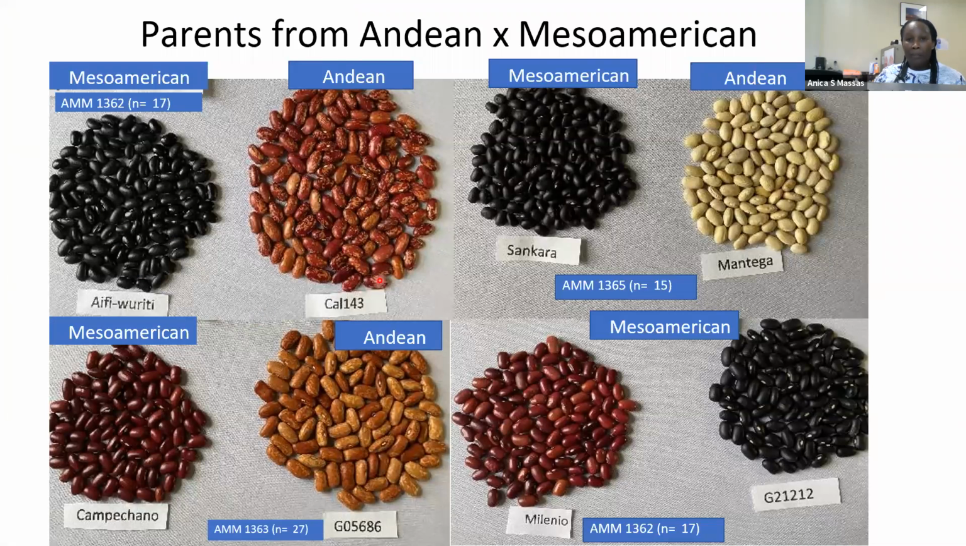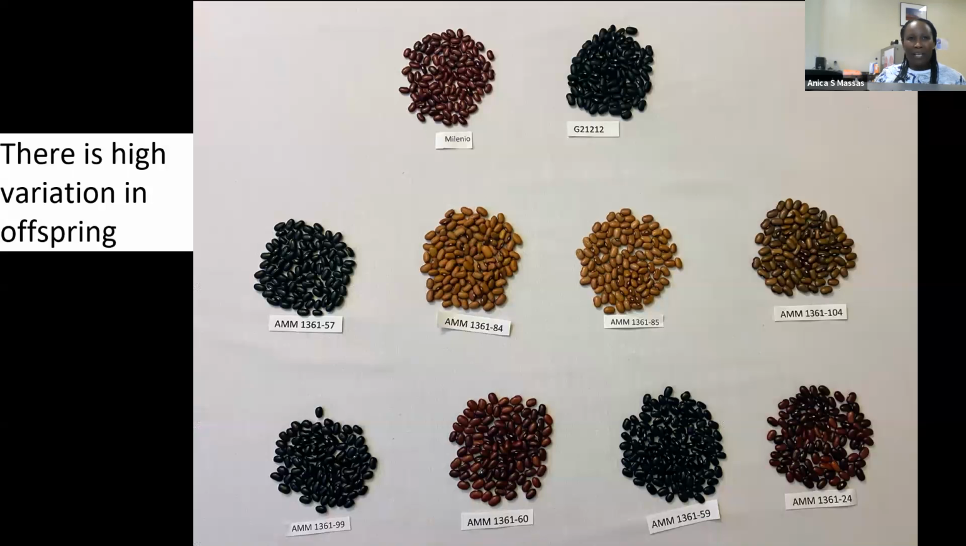So those are the parents that we use for the crosses. We can see that we have 6 parents for Andean and Mesoamerican gene pools, and 1 parent just for the Mesoamerican gene pool. We can see that they have variation. The Andeans have large seed and maybe good color for farmers in Mozambique compared to Mesoamerican, which have dark or black colors. But after crossing, maybe we can have different colors or higher variation in the colors.